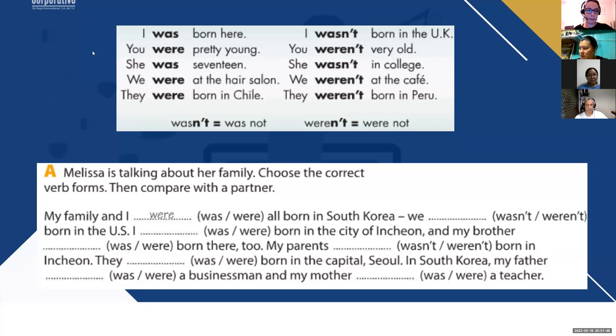Did you finish? Yes, teacher. Okay, I'm going to start reading. I'm going to stop when I find a period and someone else is going to continue. Okay, I start. My family and I were born in South Korea. We weren't born in the US. Maximo? I was born in the city of Incheon. And my brother was born there too. Okay, excellent. Who continues?